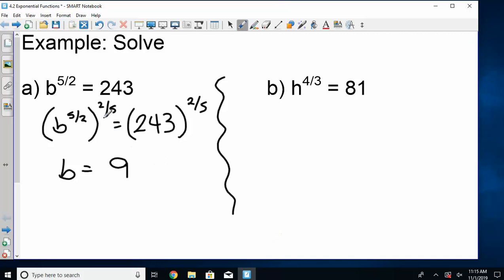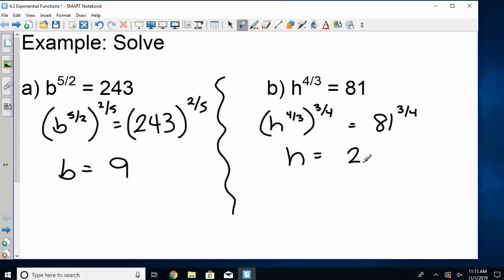If I just worked it this way, so h to the 4/3, what power would you have to take it to? The 3/4. So if you do that, you would get h equals, what is 81 to the 3/4? Okay.